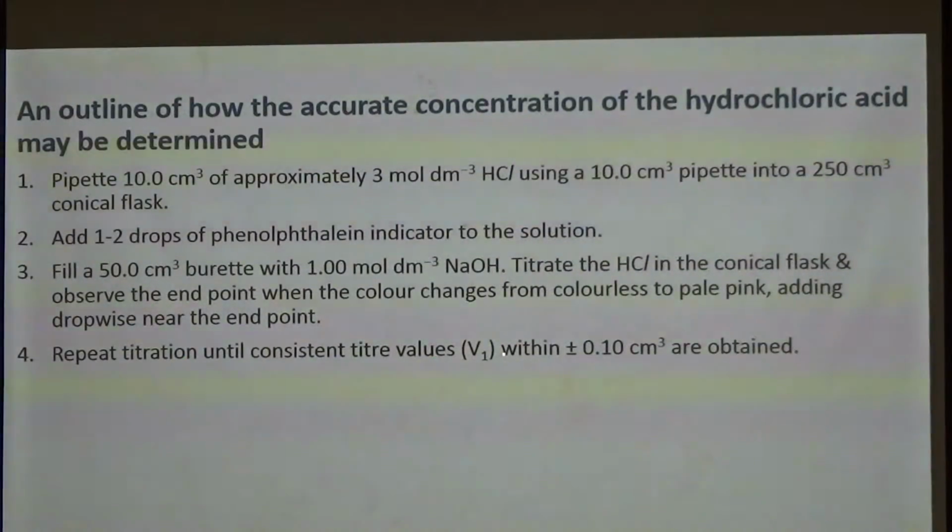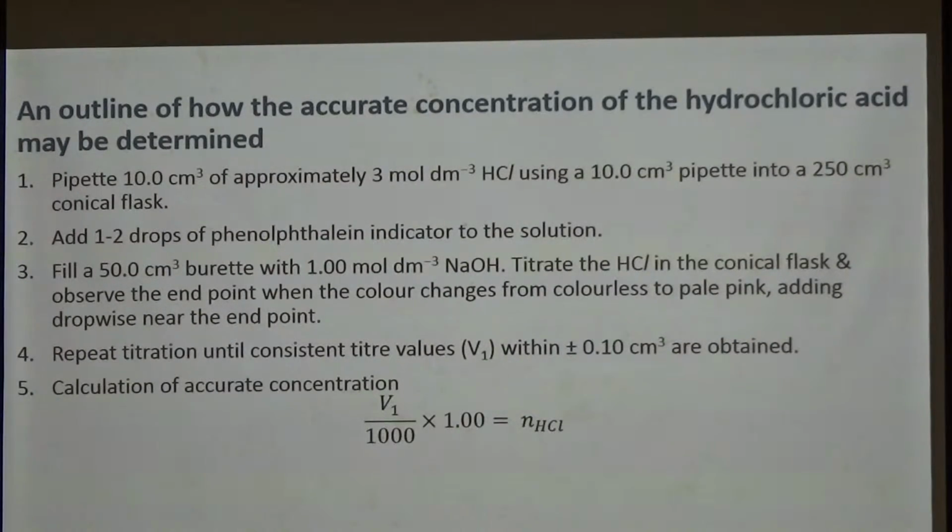Repeat titration until you get consistent titer values. Okay? Consistent titer values that are within plus minus 0.10 cm³. Okay? Alright? How would you calculate the accurate concentration of HCl? Just use the equation that we have learned.